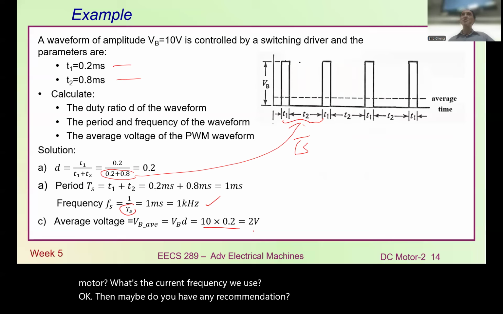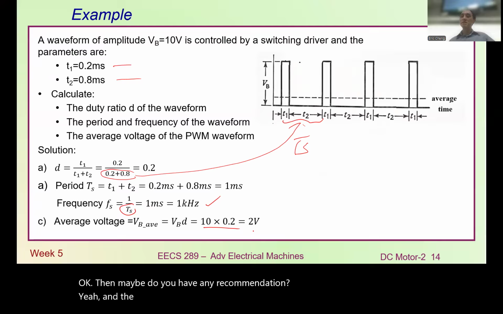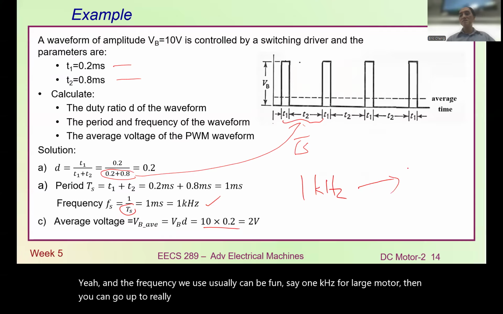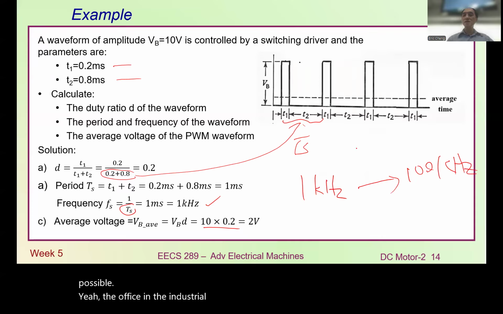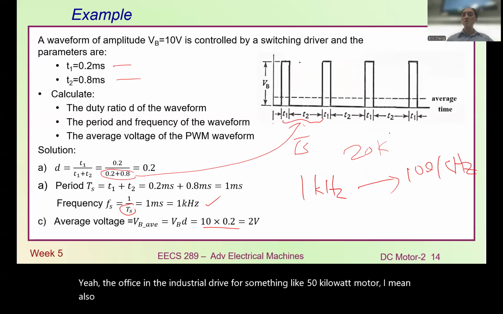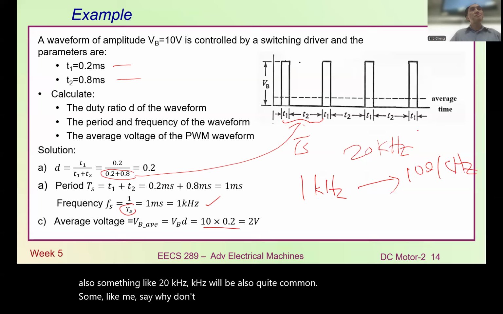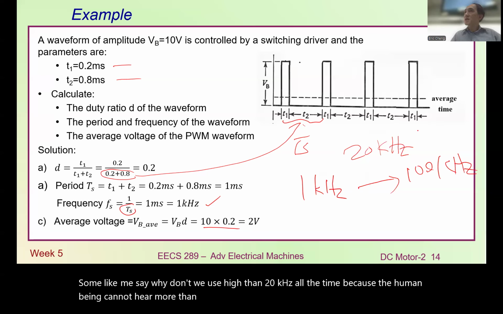And the frequency we use usually can be from, say, 1 kilohertz for a large motor, then you can go up to really large, say something like 100 kilohertz also becomes possible. But obviously in the industrial joint, for something like a 50 kilowatt motor, something like 20 kilohertz will also be quite common. Someone will say, why don't we use higher than 20 kilohertz all the time? Because human beings cannot hear more than 20 kilohertz. But that may not be the case.